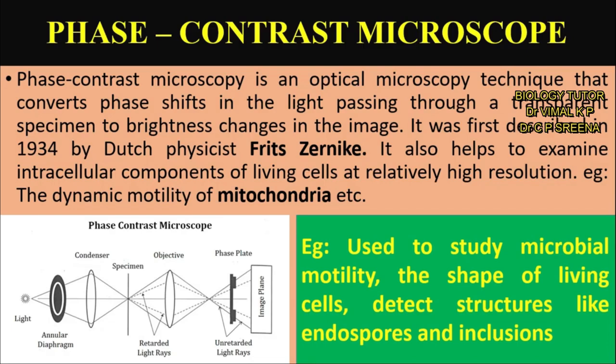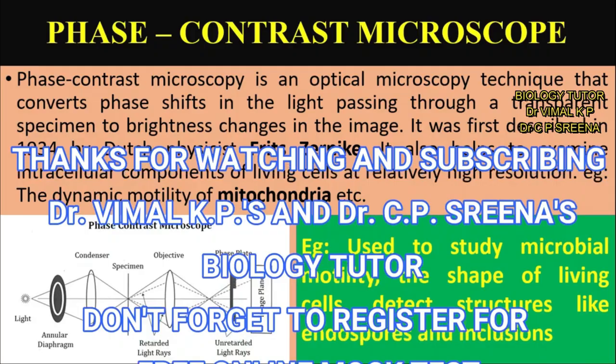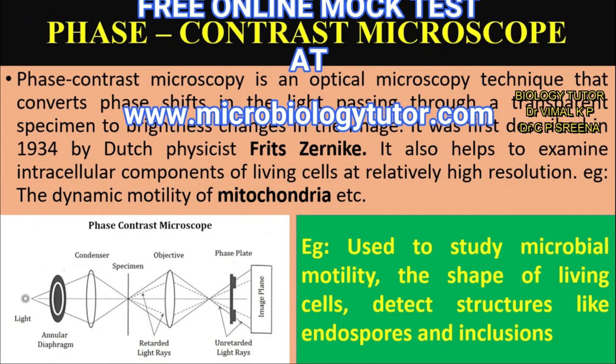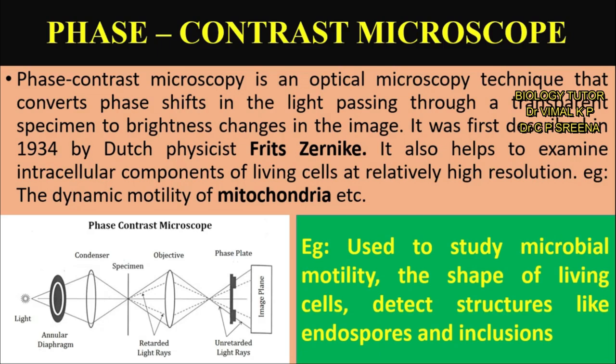Next, phase contrast microscope. What is phase contrast microscope? Phase contrast microscopy is an optical microscopy technique that converts phase shifts in the light, that is the peculiarity, phase shifts in light passing through a transparent specimen, to brightness changes in the image. It was first described in 1934 by Dutch physicist Fritz Zernike.